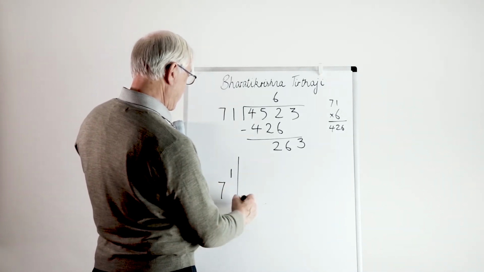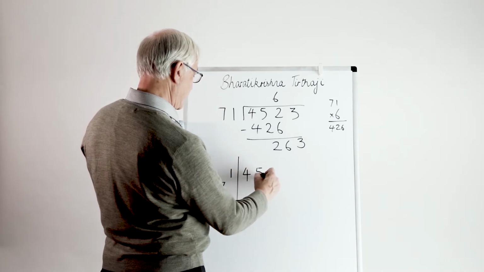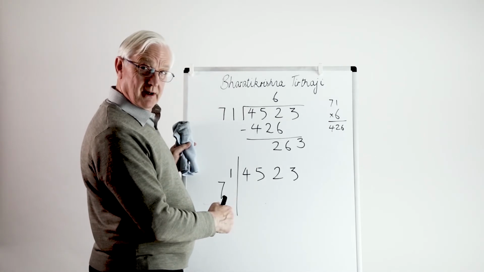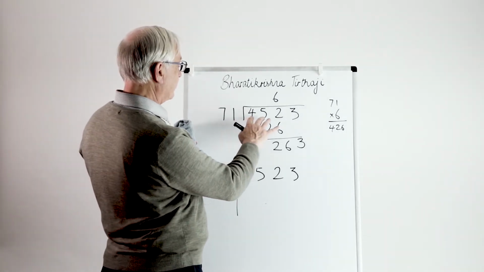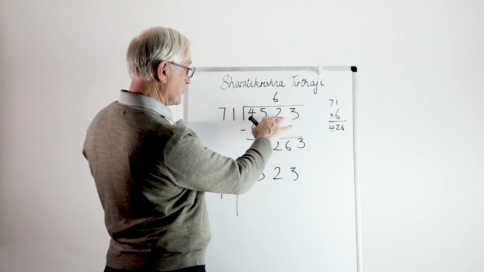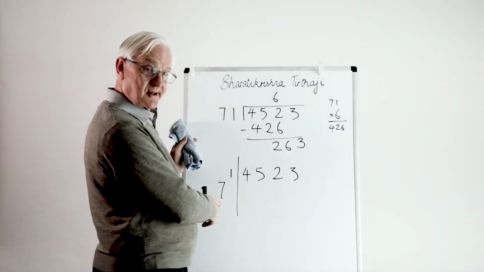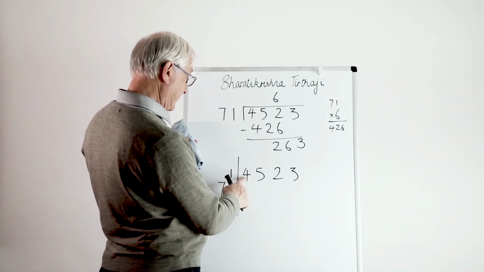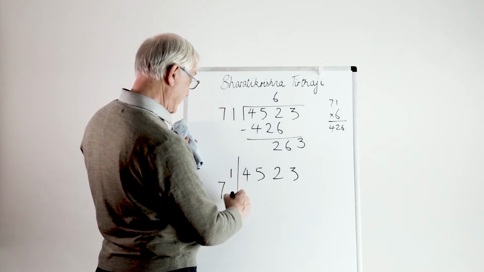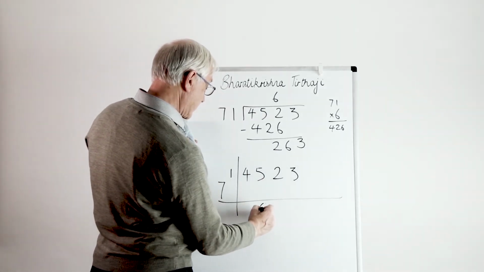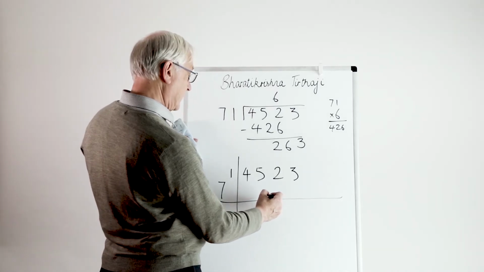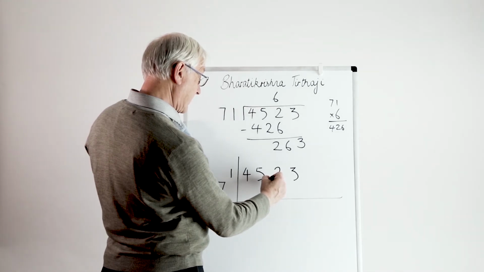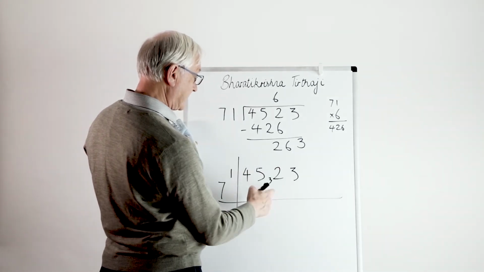Now let's look at his method for dealing with this. We're dividing 71 into 4,523. And instead of asking ourselves, how many times does 71 go into 4, into 45 and 452, he just uses the tens digit and says, how many times does 7 go into 4? It doesn't. How many times does it go into 45? Well, it does. And it goes 6 times. 6 sevens are 42. And we subtract 42 from 45 in our heads, and we get a remainder of 3, which we carry into the tens column.